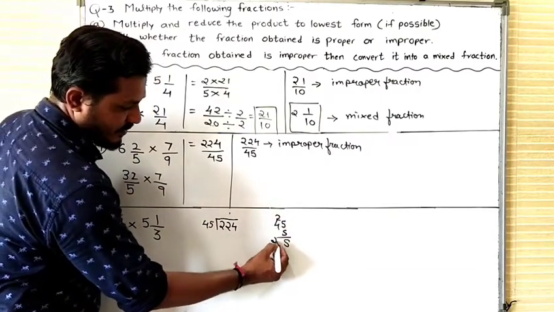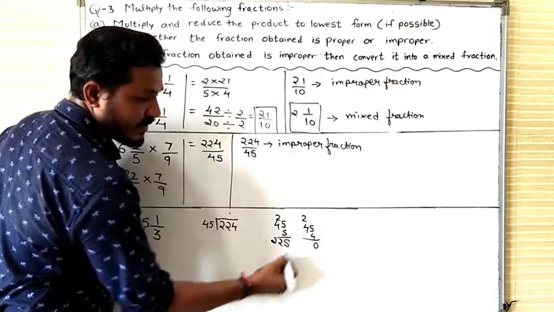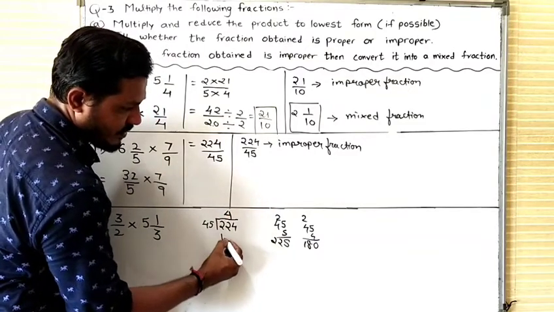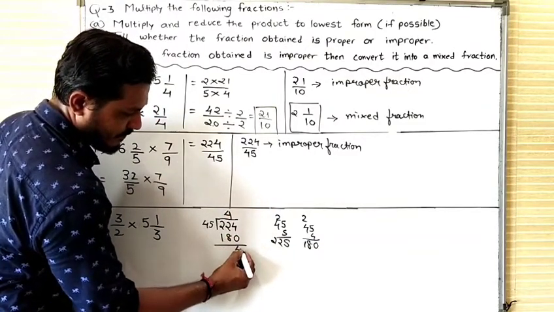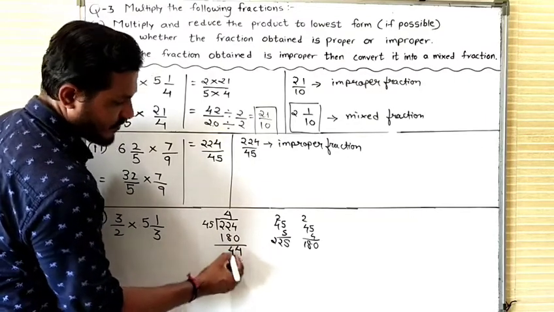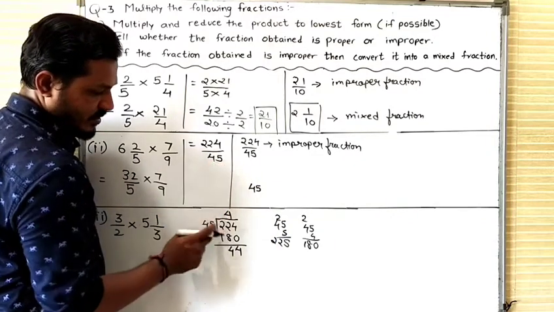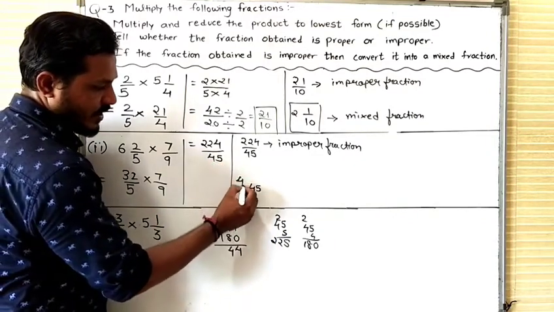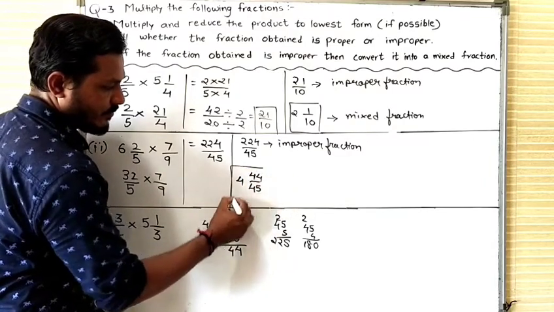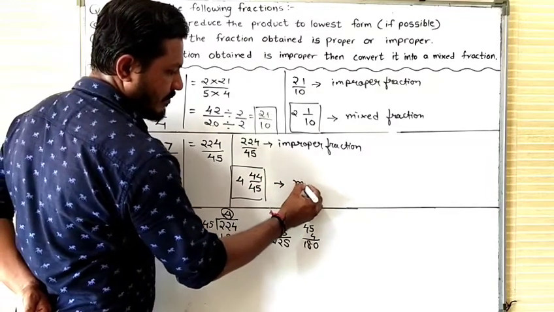Let us check. 45 4s are 180. Now 224 minus 180 is 44. So what you will write: 45, whatever value is in the denominator, and whatever portion you have, you have to write it over here, and the remainder value you have to write over here. So 4 integer 44 by 45 is the mixed fraction.